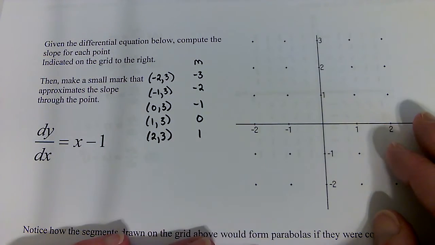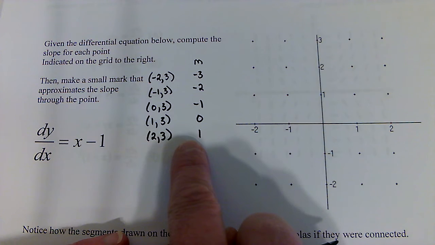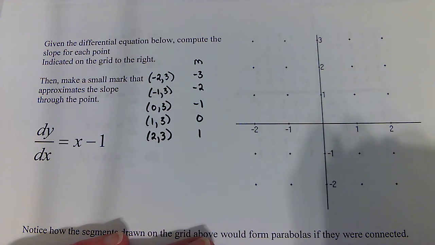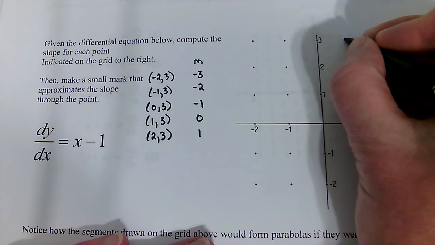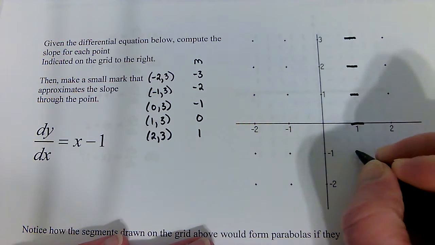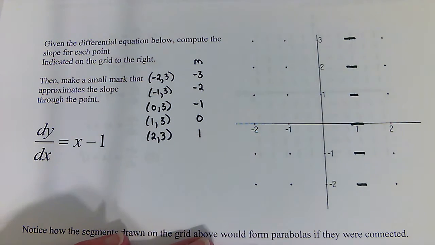So let's do the easy one first, the ones with the 0 slope. Every point that has an x value of 1 is going to have a 0 slope. It's going to be a horizontal line.